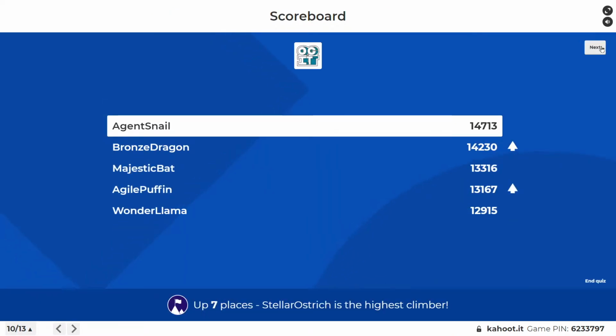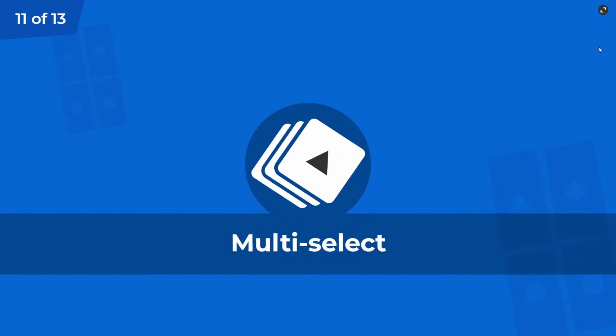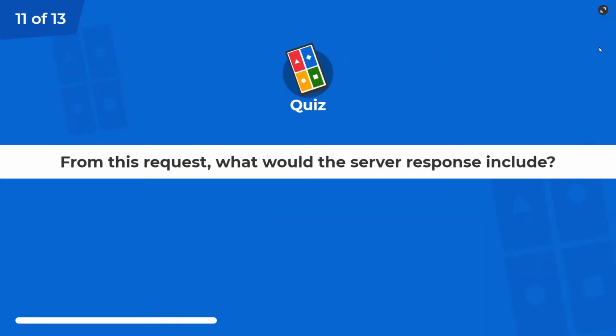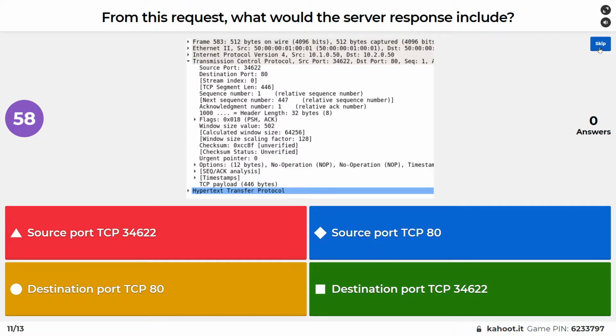Okay, Agent Snail is just right up there. We've got just a few questions left. I think we have 3 left. All right. Competition is heated. Here's question 11. It's multiple select. From this request that we're about to see, what would the server response include?